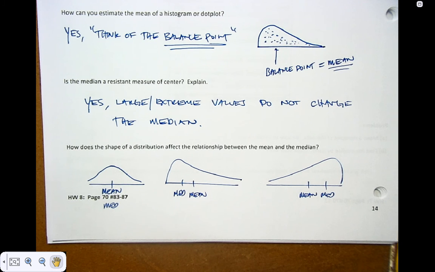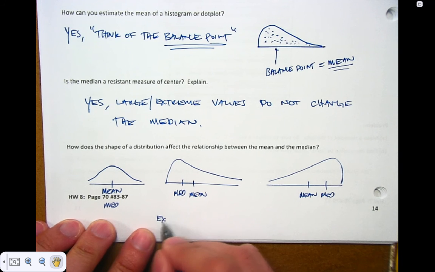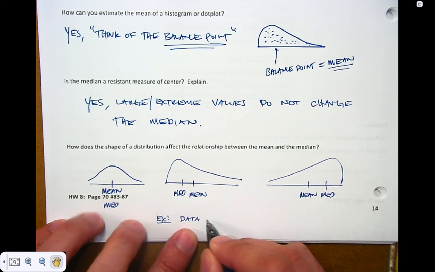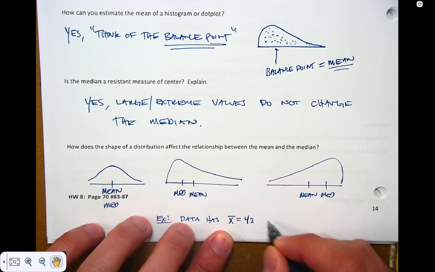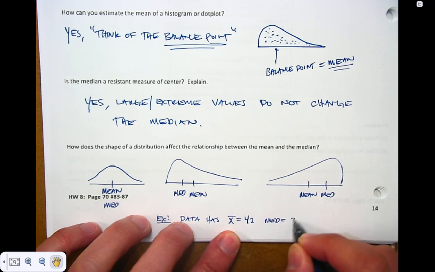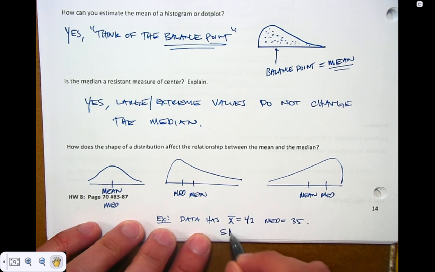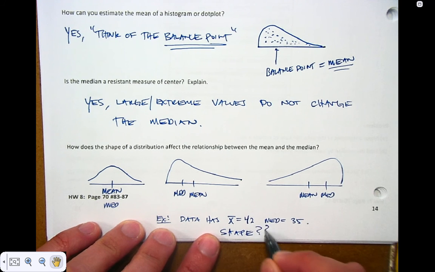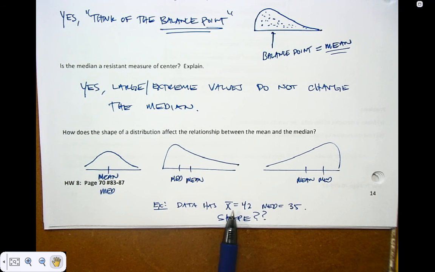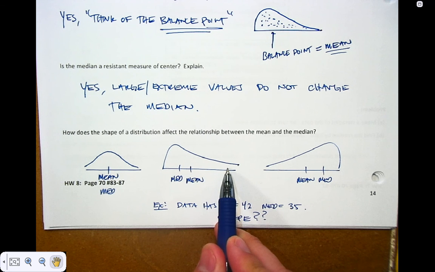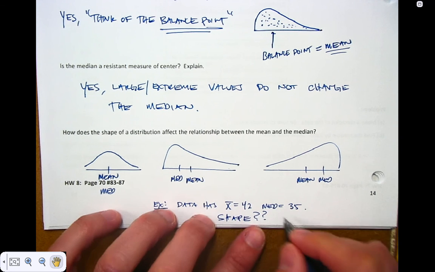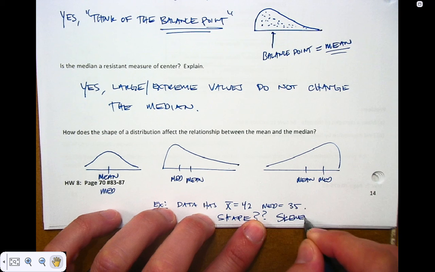So again, right, what if you were told data has, let's say, a mean of 42 and a median of 35. What would the shape be? So simple question. Look, the mean is 42 and the median is 35. Well, it seems like the mean is bigger than the median. Well, if the mean is bigger than the median, clearly it's getting pulled towards a tail, right? Making this shape skewed right.